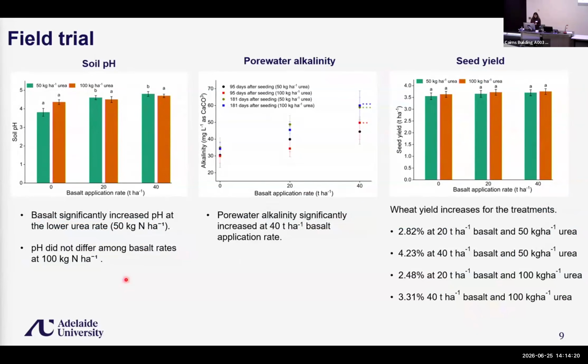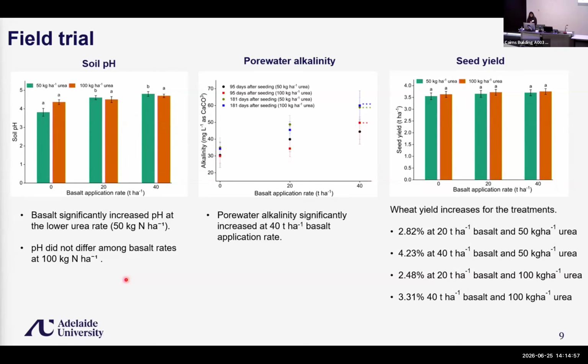And in addition to this, I collected pore water at 2 instances, which is 95 days after seeding and also 181 days after seeding. So we installed rhizon samplers into the soil around 20 to 30 centimeters deep, and we collected and analyzed pore water. What I observed was at the highest application rate, 40 tons per hectare, the pore water alkalinity increased significantly.